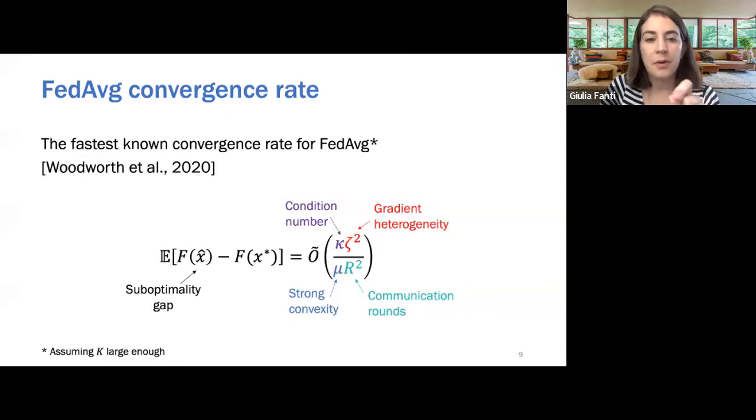However, the other thing I want to observe about this expression is that it decays only quadratically in R, in our number of rounds, which is fairly slow. So ideally, we would like to get exponential decay for linear convergence. So FedAvg is good in the sense that it can take advantage of low heterogeneity or homogeneity, but it's not great in the sense that it decays slowly with respect to our communication rounds.